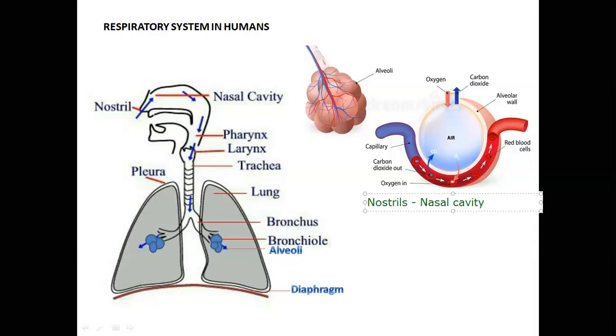Nose, nasal cavity, then the common passage for food and air. After entering the nostrils, the air moves to the nasal cavity and then to the pharynx. After the pharynx, it enters another part known as the larynx, which is the common passage for food and air. Larynx is also known as the voice box. Everyone remember? You must have studied this. Yes, the part where voice is produced. After moving through the larynx, the air will enter the windpipe known as the trachea. So trachea is the windpipe.